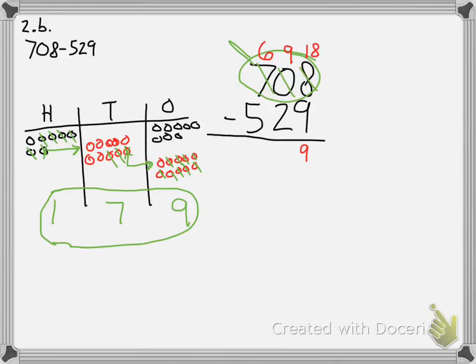Then I have 9 minus 2, which is 7. 6 minus 5, which is 1. So I come up with 179.